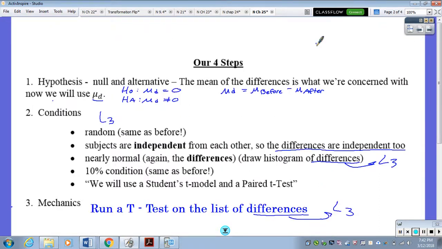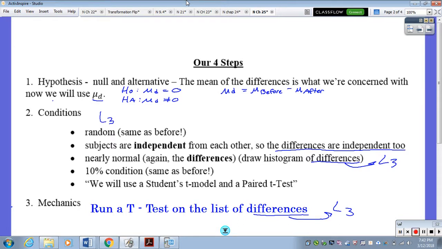So let's take a look at the HOHA and see what goes on in our four-box method here. The hypothesis is now looking at the average of the differences. That's what we're concerned with. So now we use what's called mu sub d. We have this little d next to the mu to indicate that we're doing differences. You do need to specify how you calculated the difference. In most cases, it's the before minus the after. In some cases, it's the after minus the before. So it really depends on the problem, what they're asking, and how you want to go about setting it up.